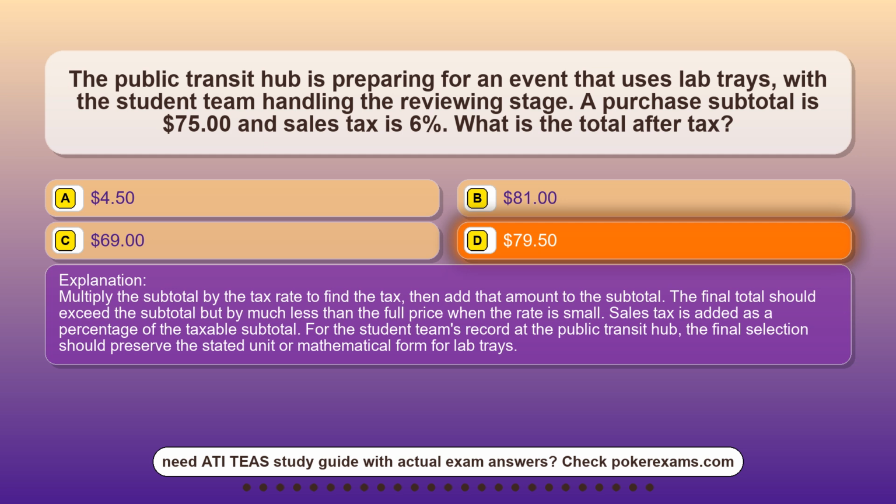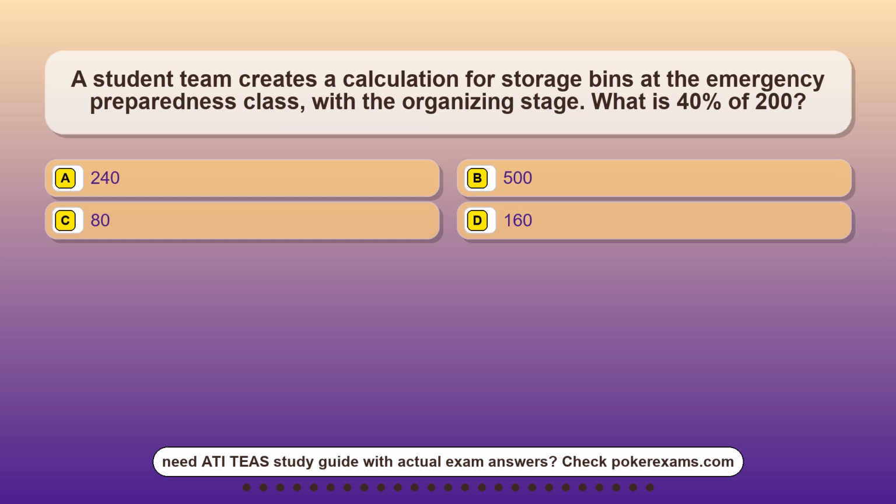The final total should exceed the subtotal but by much less than the full price when the rate is small. Sales tax is added as a percentage of the taxable subtotal. For the student team's record at the public transit hub, the final selection should preserve the stated unit or mathematical form for lab trays. Question 14. A student team creates a calculation for storage bins at the emergency preparedness class, with the organizing stage.